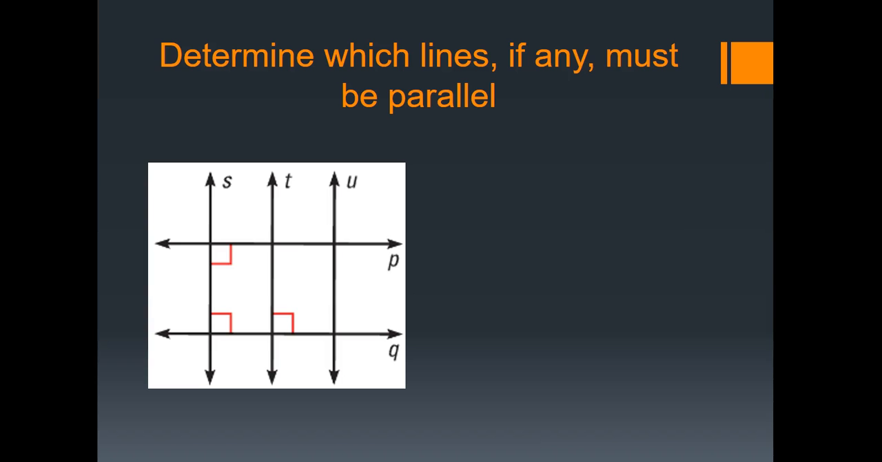Alright, so last thing, determine which lines, if any, must be parallel. Okay, so if they are perpendicular to the same line, then they would be parallel. So let's look. First of all, P and Q are both perpendicular to line S. So P is parallel to Q. Both perpendicular to S.